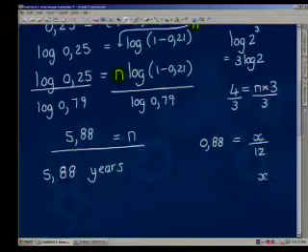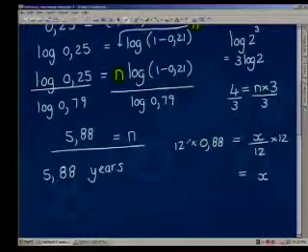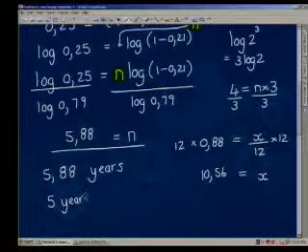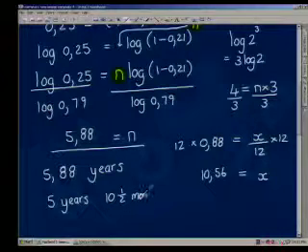And so you can actually see that if I multiply this by 12, Kashif, and this by 12, if I take 0.88 and times it by 12, it actually tells me 10.56. So this is actually 5 years, 10.5 months. Okay.